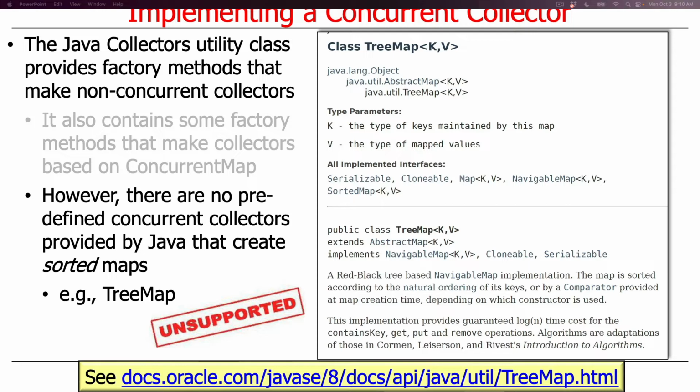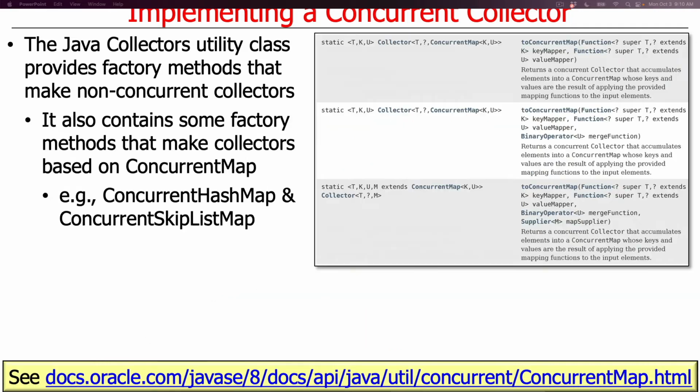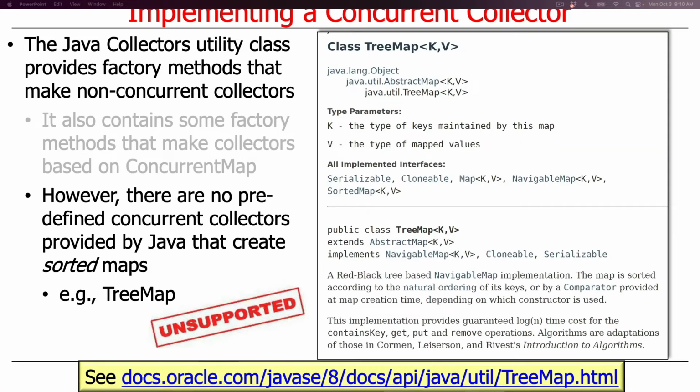However, there are no predefined concurrent collectors that Java provides out of the box that create sorted maps. HashMap isn't sorted, a skip list is not sorted. There's nothing that makes sorted maps. And sometimes you want sorted maps. In fact, we're going to look at an example that leverages sorted maps quite nicely.